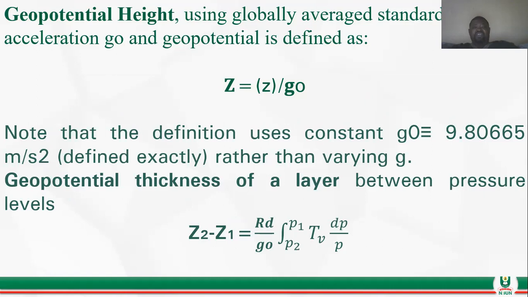Note that the definition uses constant g0, which is equal to what? 9.8 meters per second squared, defined exactly rather than varying g. g is not varied.